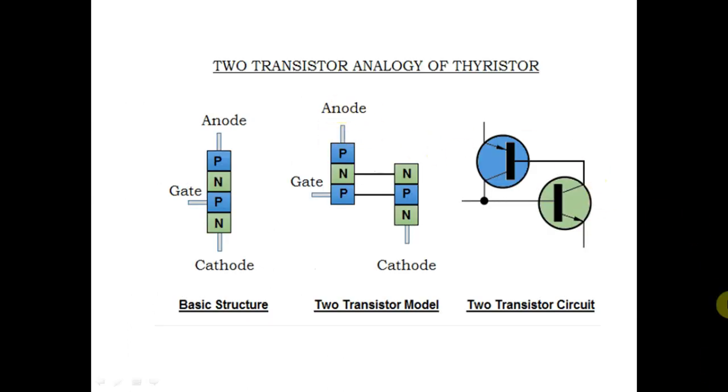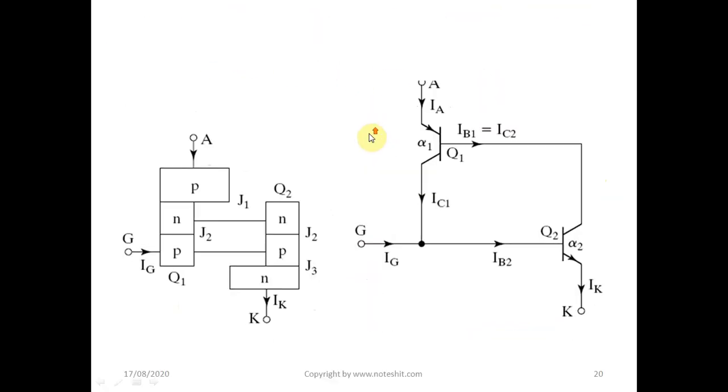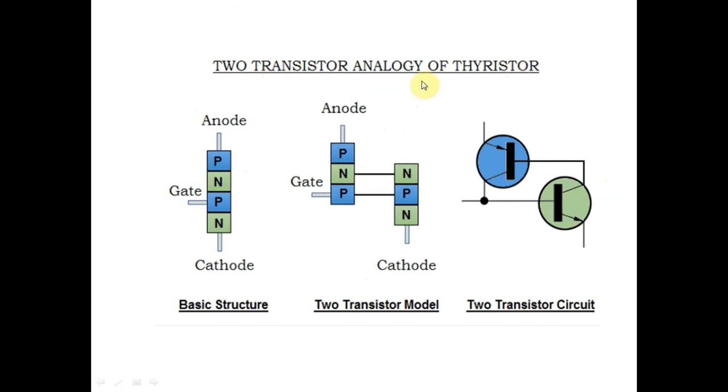Now, what is the meaning of two transistor analogy of thyristors? See here, two transistor analogy of thyristors and two transistor model of SCR. Thyristor is nothing but SCR. SCR is also called the thyristor. The meaning of two transistor analogy of thyristors and two transistor model of SCR, both the concepts are the same.